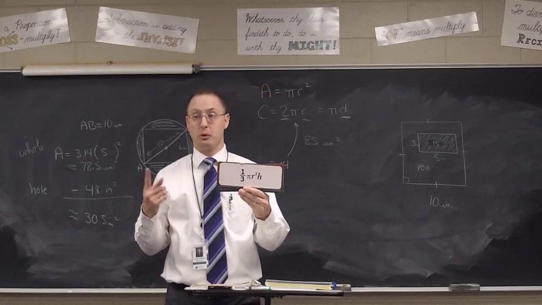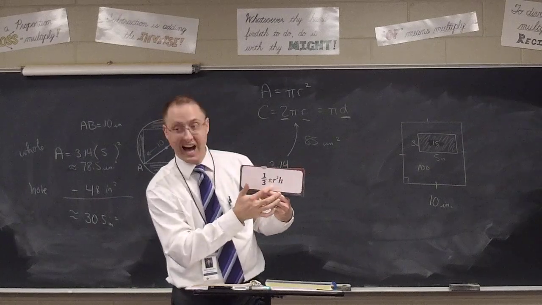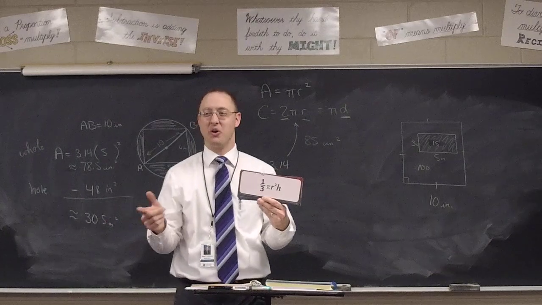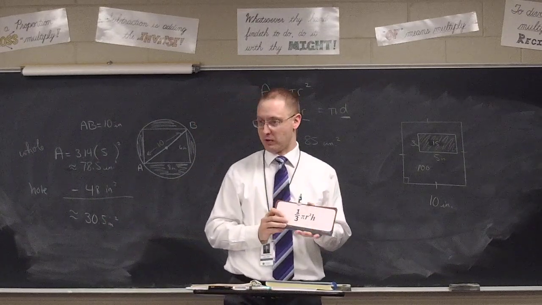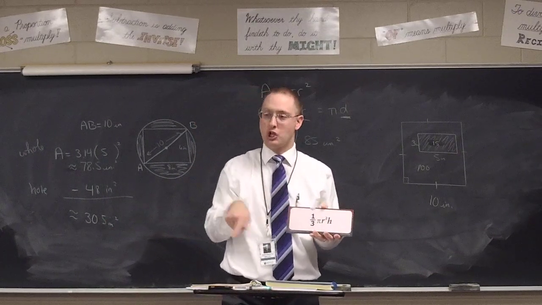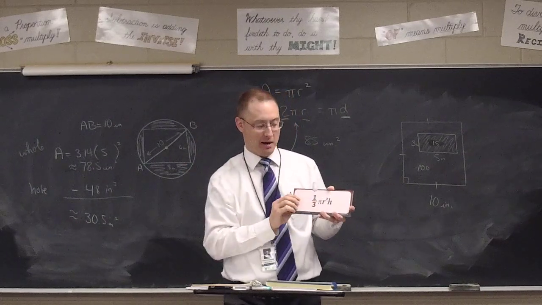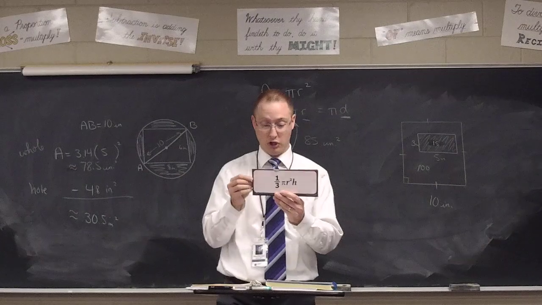You know it's got to be either a pyramid or a cone, right? And the fact that there's pi tells you it has to be a cone. Because pi is involved with circles, right? So the one with the circular base is the cone. So you know the 1/3 means pyramid or cone. It comes to a point. The pi tells you it's got to be cone. So 1/3 pi r squared h.